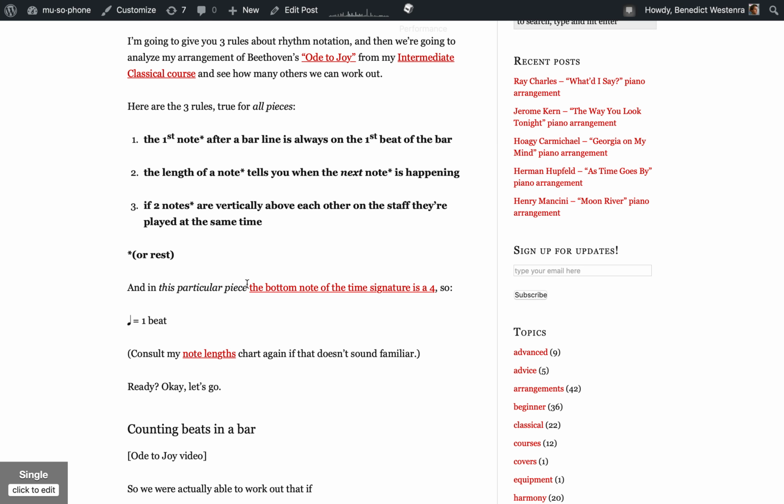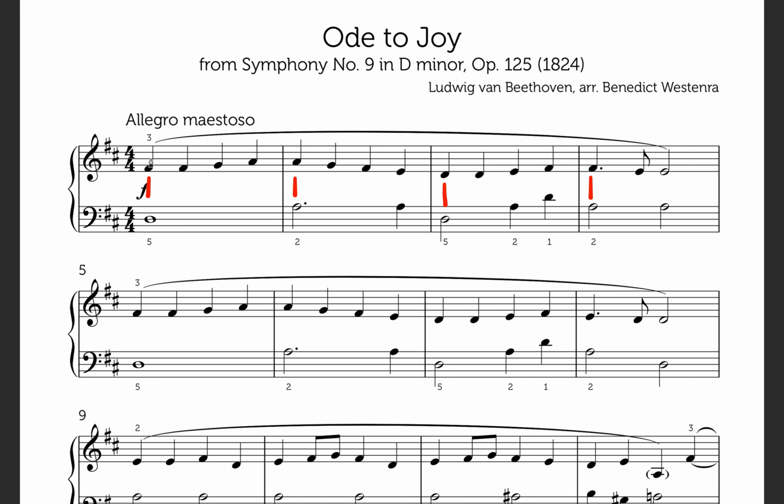So as we established earlier, a quarter note is 1 beat. This is a 1 beat note. So this tells us when this note is happening. This note is happening the moment this note finishes.